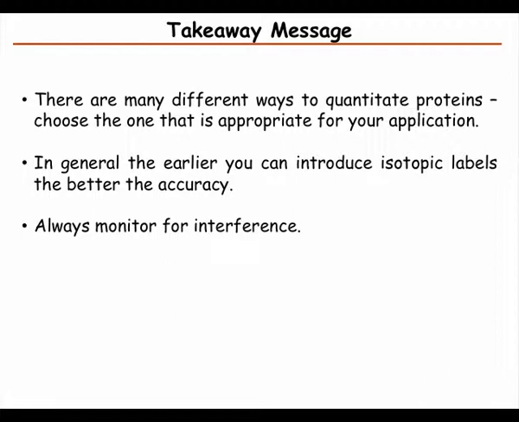And in general, to make the experimental variation as small as possible between different analyses, it's best to introduce the isotope label as early as possible in the experiment. And then it's important to always monitor for interference, because we're usually looking at very complex samples with many proteins that we then digest to make many more peptides, and often we're interested in very low abundant proteins there also.